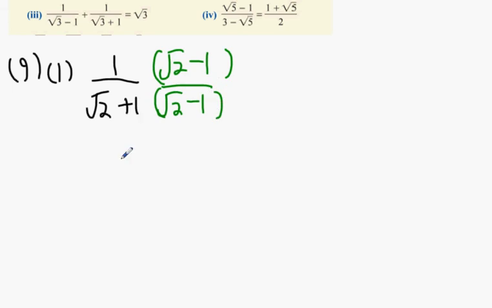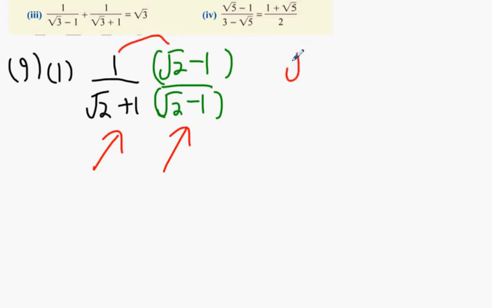Do you see what I'm always trying to do? I'm always trying to get the difference of 2 squares. Do you see that? It's always the difference of 2 squares on the bottom. Once I manage to make that, I'll be able to get rid of the denominator. So let's try this one out.